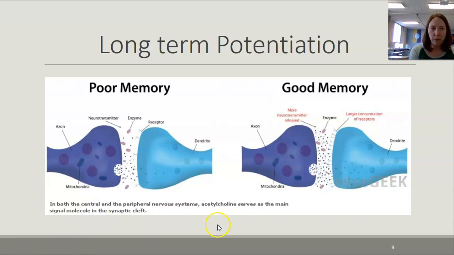In a poor memory, someone with poor memory or a memory that's not used very much, there are some enzymes and some neurotransmitters that go between neurons, but not many. Meanwhile, when a memory has been used a lot, thought of a lot and practiced a lot, you can see how many more enzymes and neurotransmitters are released. So this becomes faster and easier to do the more the memory is accessed.